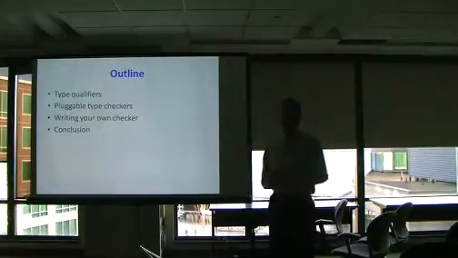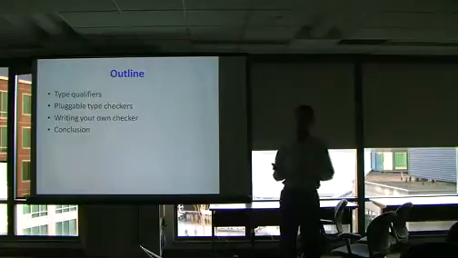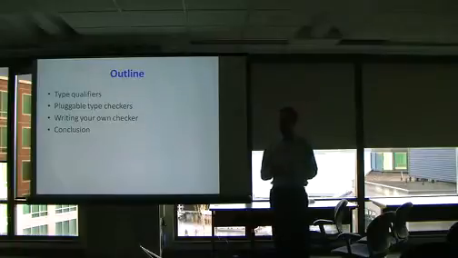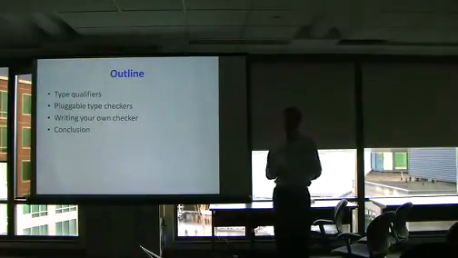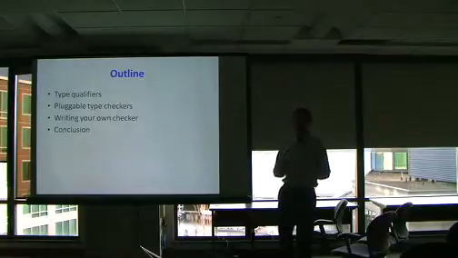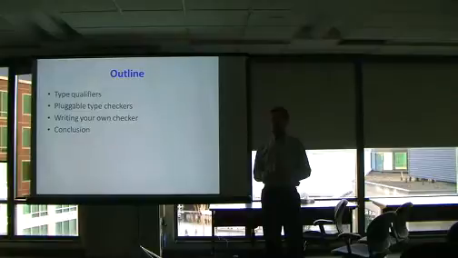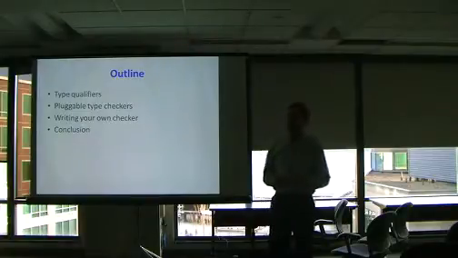Okay, so that's the motivation. Now I'm going to tell you about how you can write these annotations in your code. I'll then discuss some pluggable type checkers, and I'm going to give you demos as well. Then I'll tell you how you could write your own checker for some property that you care about. We distribute a number of these, but you probably have other ideas about what's important to you. And finally, I'll give a few conclusions.